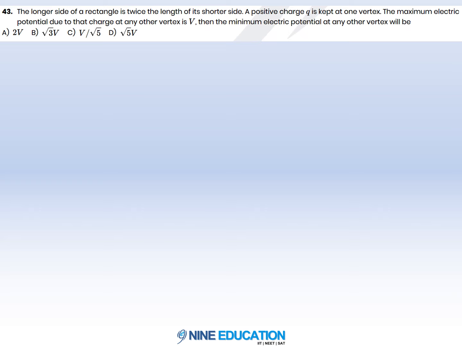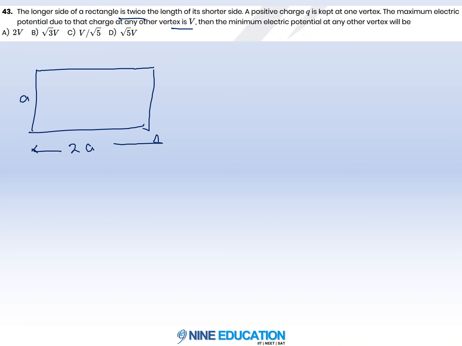The longer side of a rectangle is twice the length of the shorter side. A positive charge Q is kept on one vertex. The maximum electric potential due to that charge at any vertex is V. What we have to find? Minimum potential. Okay, let's make a rectangle. This is A, this is 2A. If we have charge Q here, then all right.